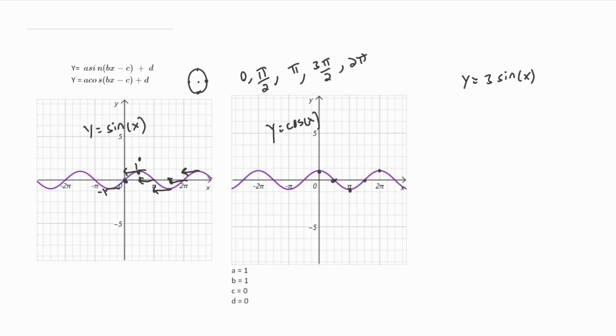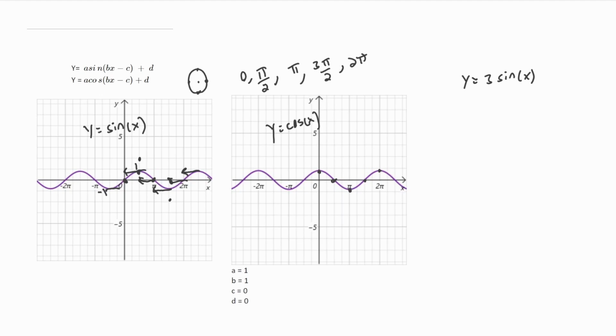And then when we plug in pi, sine of pi is 0. So 3 times 0 is still 0. So we're back down here. And when we plug in 3 pi over 2, we're going to get -1, because the sine of 3 pi over 2 is -1, times 3 is going to be -3. So then we're going to be down here.